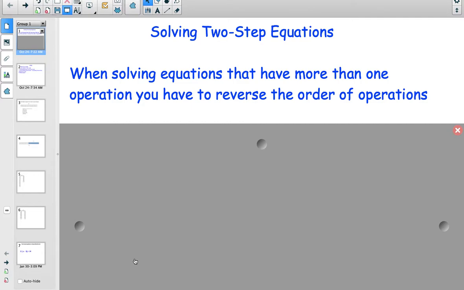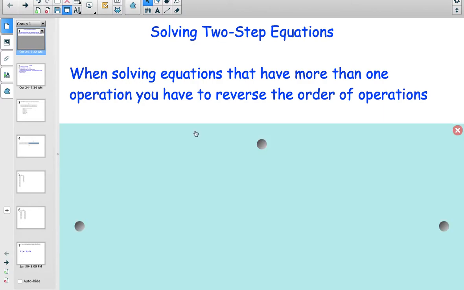Hello, Math 7 students. So we have a couple weeks left, and what I want to do is teach you two last concepts in seventh grade. One is how to solve a two-step equation, and the other one is combining like terms and distributive property, which you probably remember from last year. So anyway, let's start off with solving two-step equations.